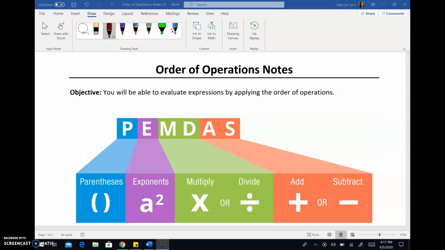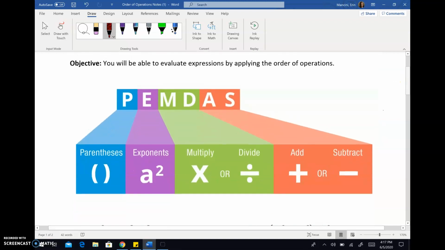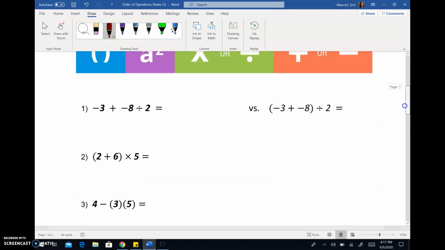So the goal of this is to use this order to be able to evaluate expressions involving integers and frankly other numbers too. Just as a reminder, PEMDAS stands for parentheses, exponents, multiply, divide, add, and subtract, which is the order in which you complete problems like this.